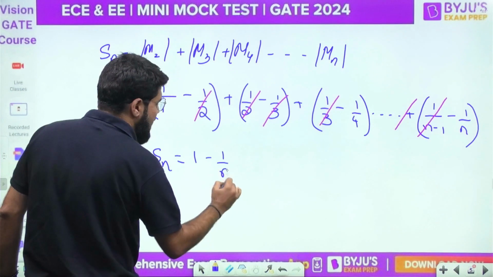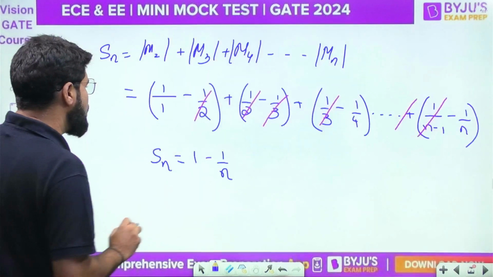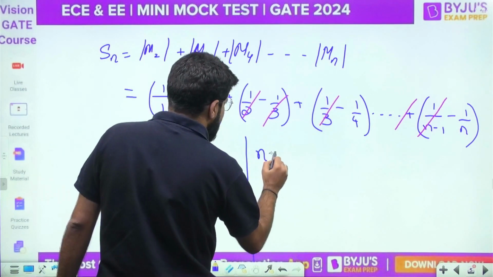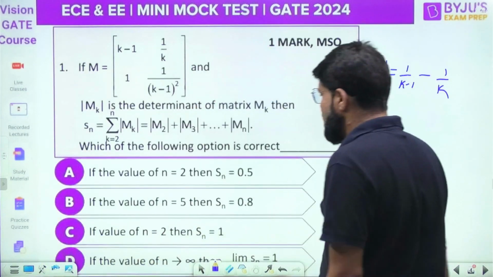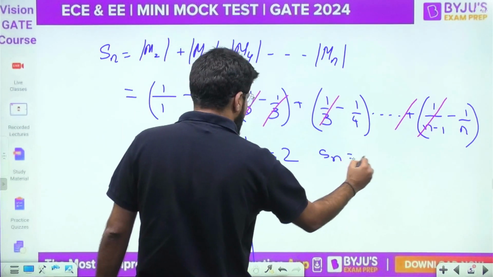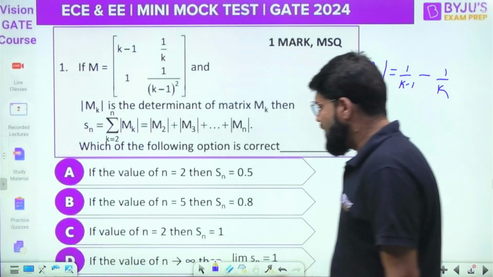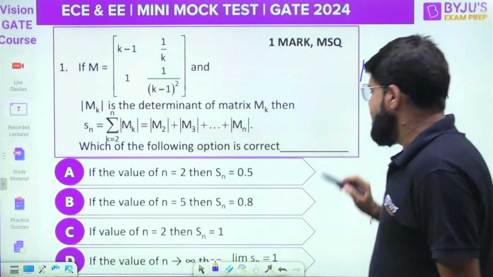1 minus 1 by n. What is the value of Sn? Sn is 1 minus 1 by n. If the value of n is 2, then Sn is 0.5. For n equal to 2, Sn is equal to 1 minus 1 by 2, correct, 0.5. And I need to check for n equal to 5 and n tending to infinity.